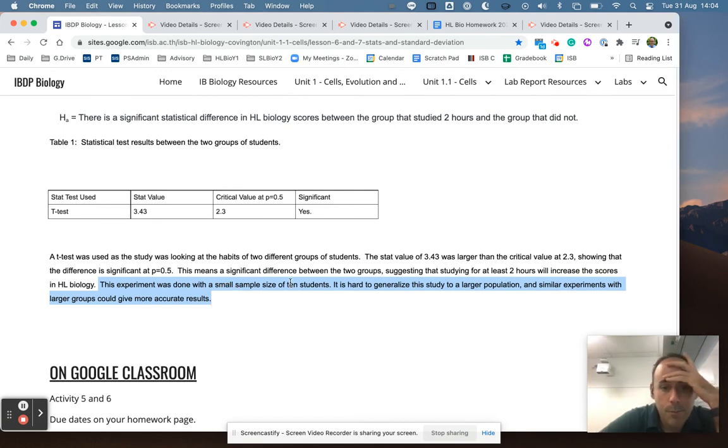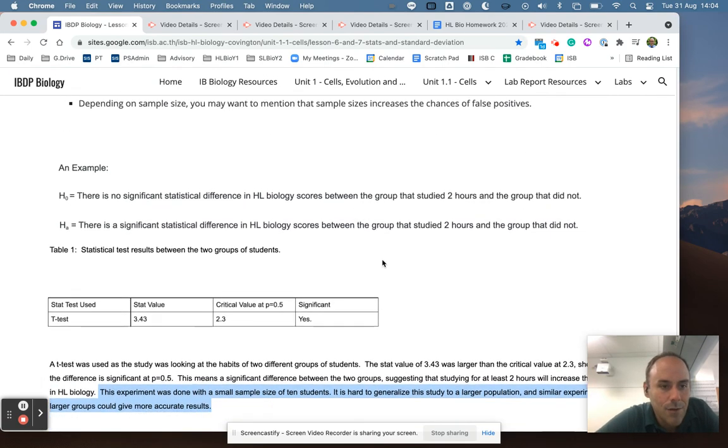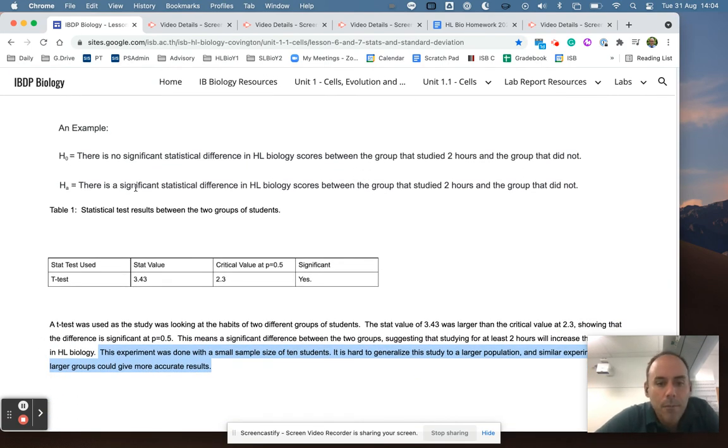And then I put some other stuff. This was done with a small sample size of 10 students, so it's hard to generalize the study to a larger population. That's more of an evaluation point that you might mention there also. So this gives you an example, not the greatest example, but an example of how you might set this up.